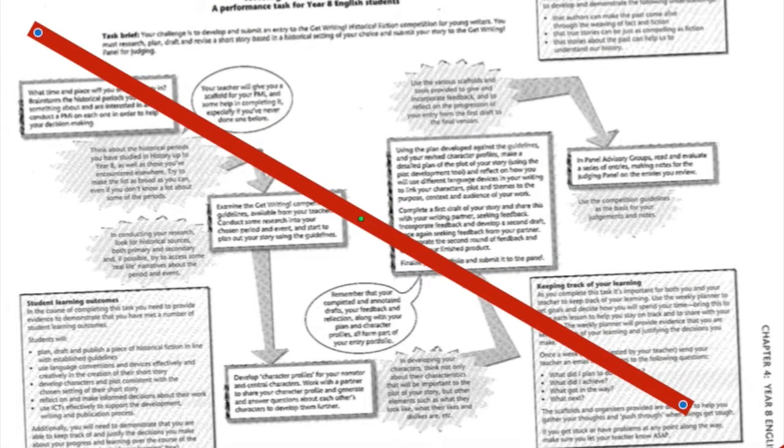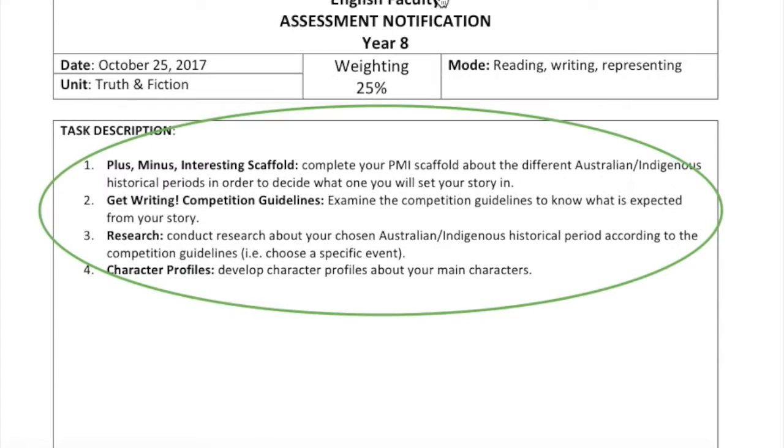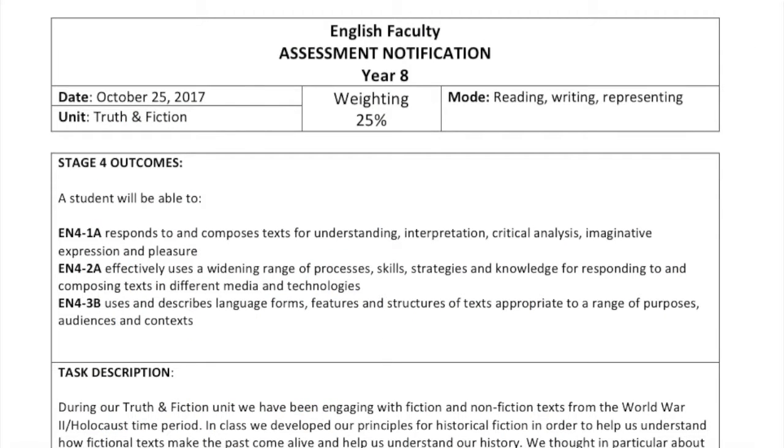Another example are the prompts used in the assessment task, which are laid out in a confusing directional pattern. This would be more effective if laid out in number or point form in order to provide clear prompts for what list of steps to take. It would also use simplified language and instructions to help students complete the task, as necessitated by the New South Wales Department of Education.